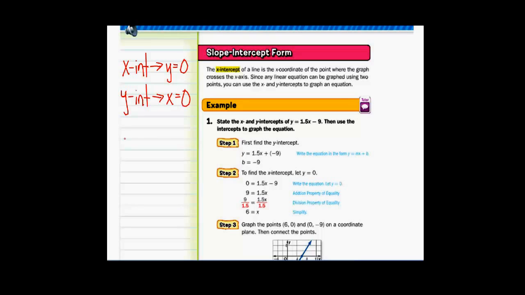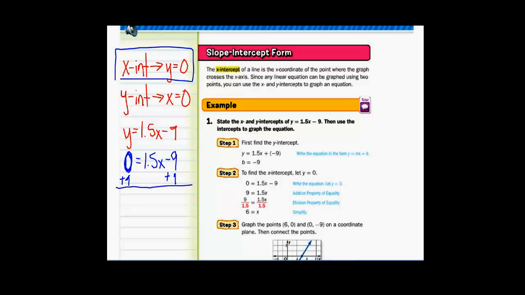So if this is our equation, y equals 1.5x minus 9. It does not matter which one you do first, but let's say we're going to do the x-intercept. For the x-intercept, we're going to put a 0 in for y, which means we replace that with a 0. The rest of it stays there, 1.5x minus 9. To solve it, we would add 9. Those 9s don't really look like 9s, but I promise they are.